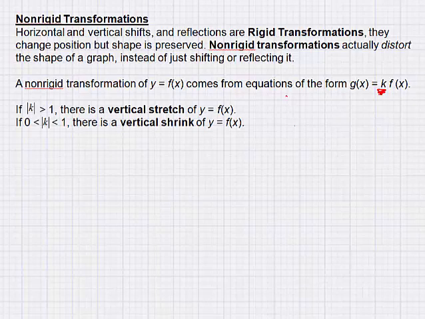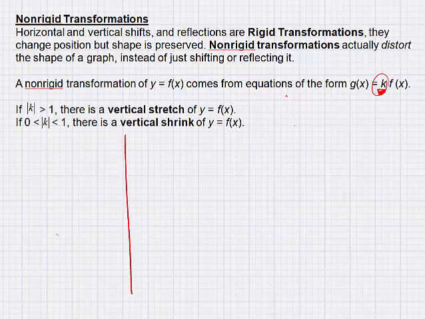So if I want to sort of ignore the flip part of it, I should ignore the sign of k, and by ignoring the sign, really what I can do is take the absolute value of k. So if that absolute value of k is bigger than 1, I stretch it vertically. If absolute value of k is less than 1, then I'm going to shrink it vertically. Now this really doesn't change the way you graph things.